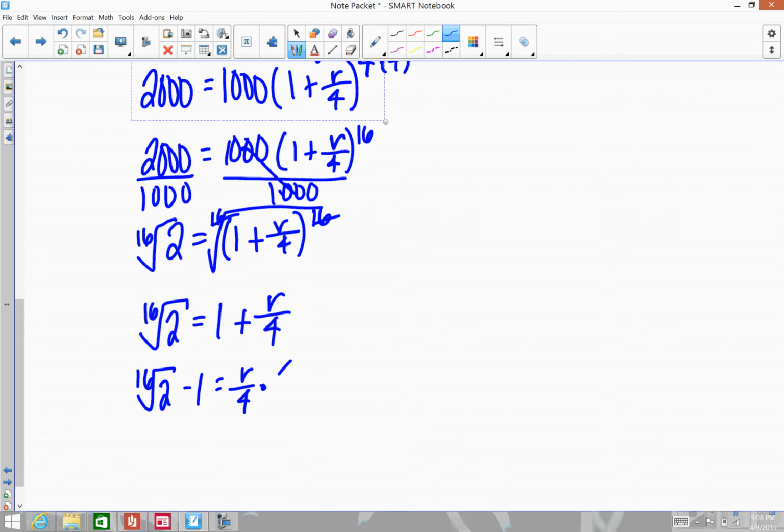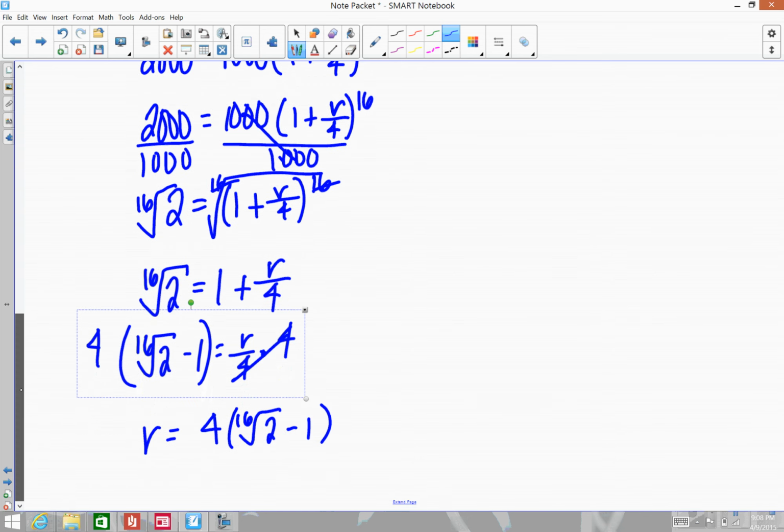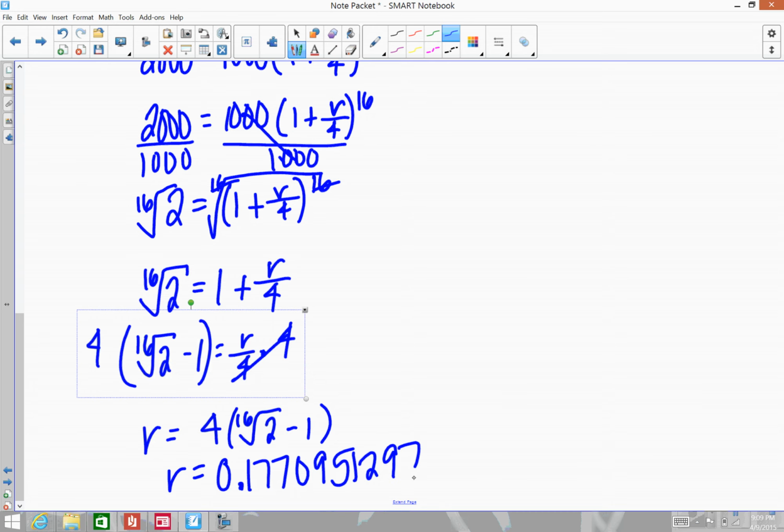And then we can multiply everything by 4 to get rid of that denominator. So r is going to be 4 times the 16th root of 2 minus 1. And then what we would do is just put this in a calculator and get a value for r. So let's go ahead and do that, and we get 0.177095127 is what you should get out.